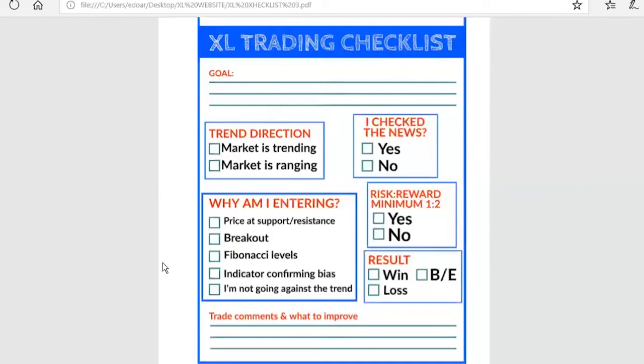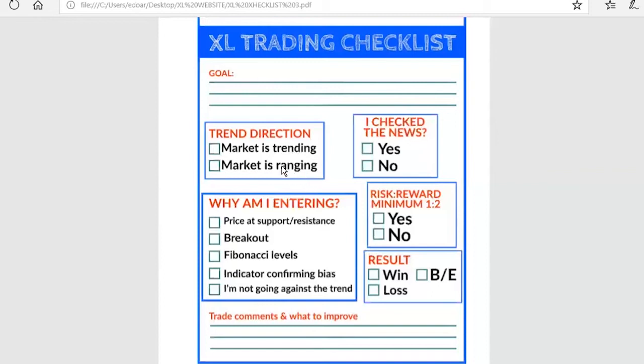So when you see your chart, and let's say you're looking at EuroJPY, and there is a buy opportunity, you go to the checklist and you say trend direction. You have to see first if the market is trending or if the market is ranging. Trending means that it is either going to the upside or downside, so it is either in an uptrend or downtrend. And ranging means that it is going sideways.